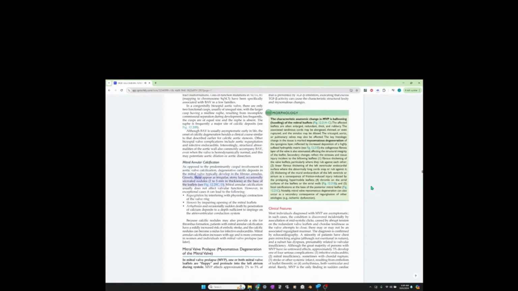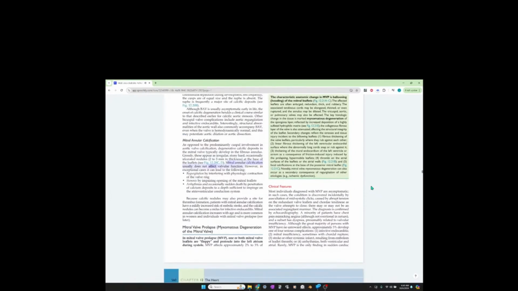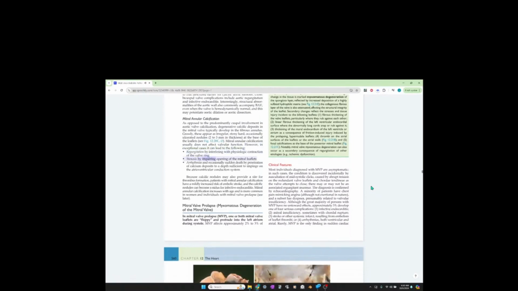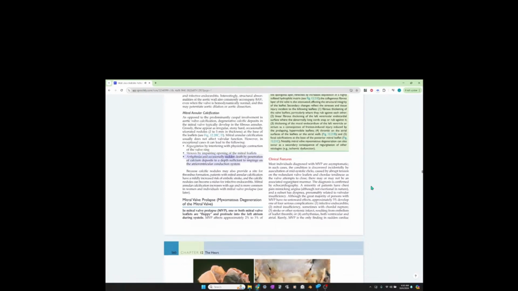Grossly, these appear as irregular, stony hard, occasionally ulcerated nodules at the base of the leaflets. Mitral annular calcification usually does not affect valvular function. However, in exceptional cases it can lead to the following: regurgitation by interfering with physiologic contraction of the valve ring, stenosis by impairing opening of the mitral leaflets, arrhythmias and occasionally sudden death by penetration of calcium deposits to a depth sufficient to impinge on the atrioventricular conduction system.